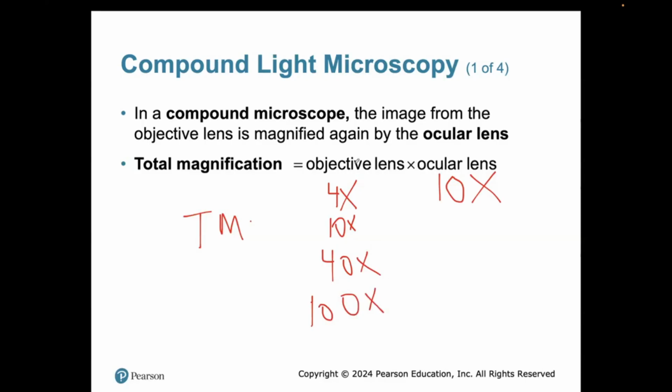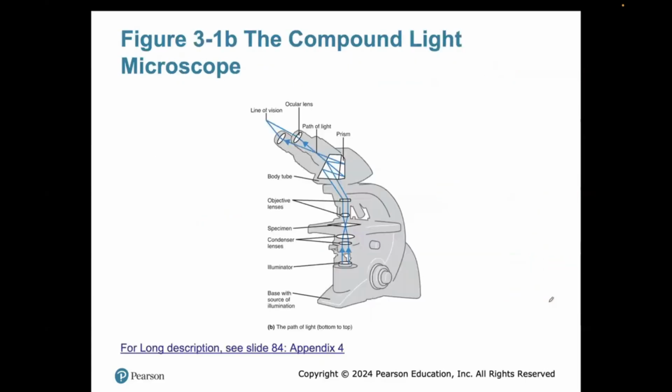So the total magnification for the 4x would be 40, right? The total magnification for your low power lens would be 100, right? The total magnification for your high dry lens right here would then be 400, right? Because this is a review. We talked about this in class. And then your last one, your oil immersion lens, would have a magnification of 1,000.